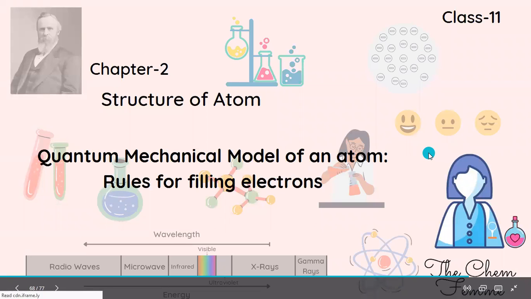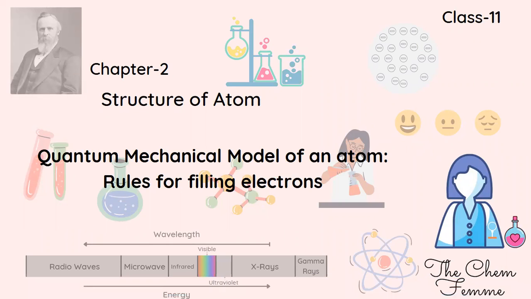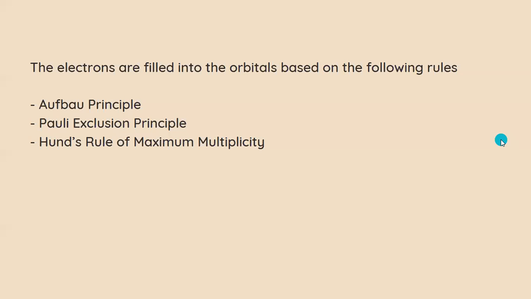In the previous video, we had learned about the various energies of orbitals. In this video, we are going to be learning about the various rules for filling electrons. So there are three rules. First is the Aufbau Principle. The second is the Pauli's Exclusion Principle. And the third is the Hund's rule for maximum multiplicity.